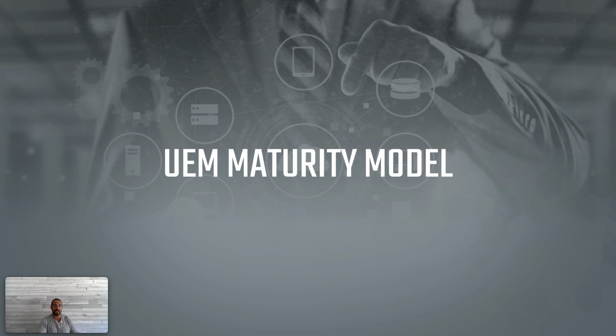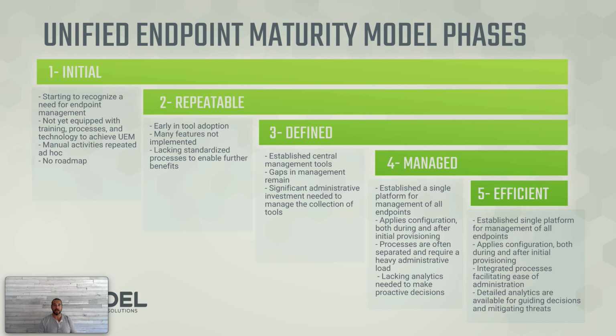So over the last year, we've spent some time putting together this unified endpoint management maturity model. And the maturity model has some common phases in it that aren't something that we've developed, but should be somewhat recognizable. So the 5 phases of the maturity model: the initial phase, where you're starting to realize you have a need for something; a repeatable phase, to where you're early in that adoption, but you have many features that are not implemented yet, and you're lacking standardization around processes to enable further benefits.